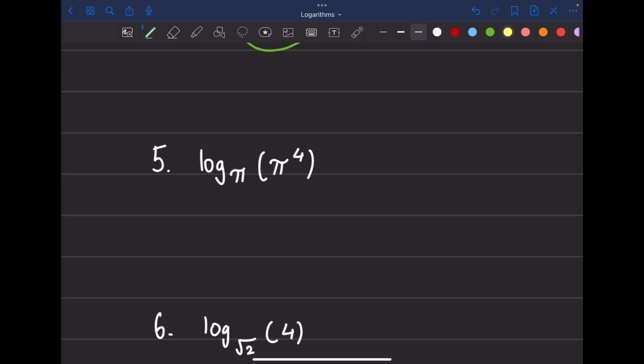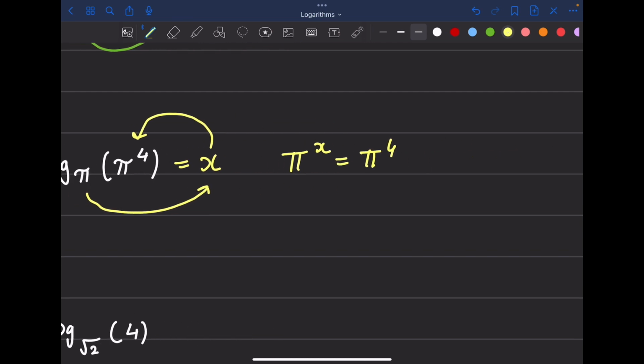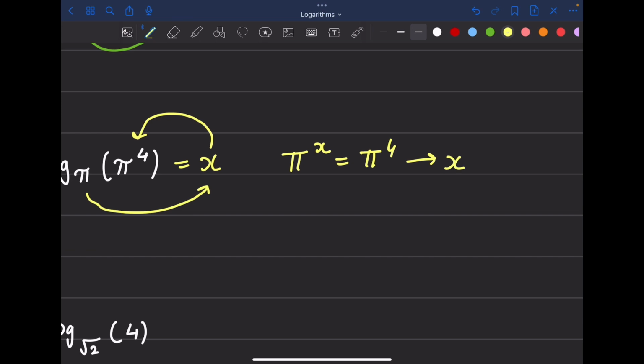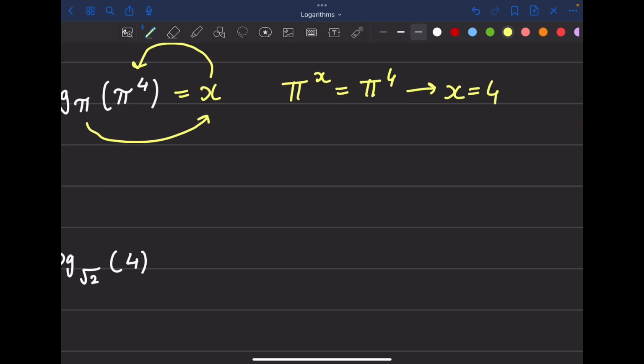Question number 5. Same thing here. This one is super easy. First, we're going to do our loop, which is first making it equal to x. And then pi to the power of x is equal to pi to the power of 4. Okay, what is x? By looking at this once again, x is equal to 4. So x equals 4, and we are done.